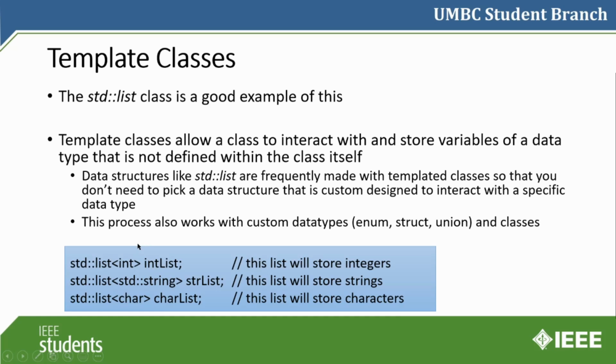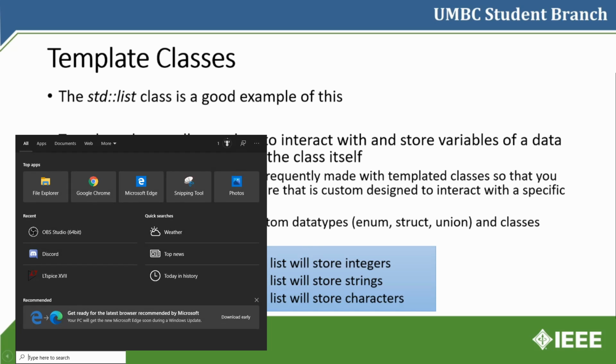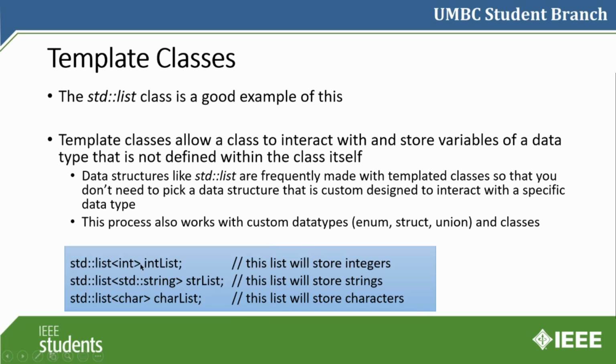In this case, std::list is the example. What you do is you include the data type that's being stored by the list in between these less than and greater than signs, following the name of the class itself, which would be std::list. And you can include any data types in here, even custom data types or classes that you create.